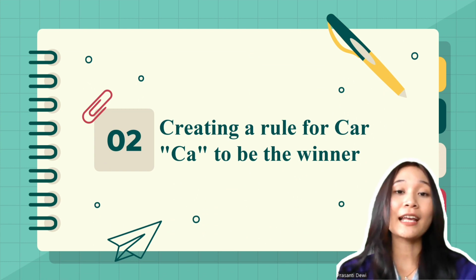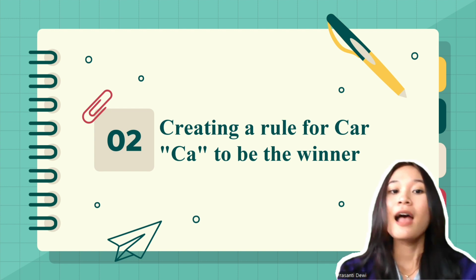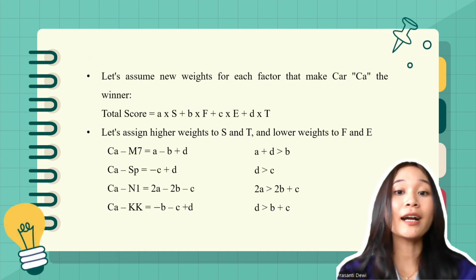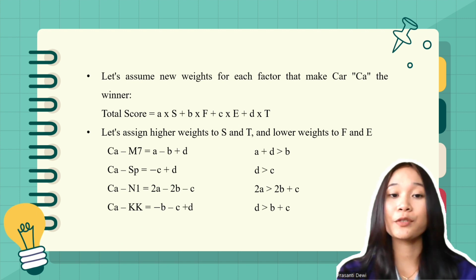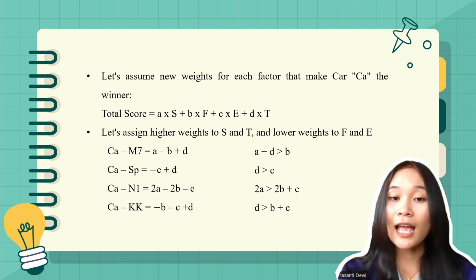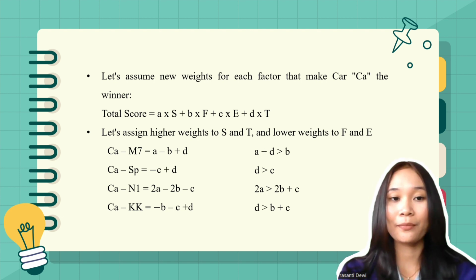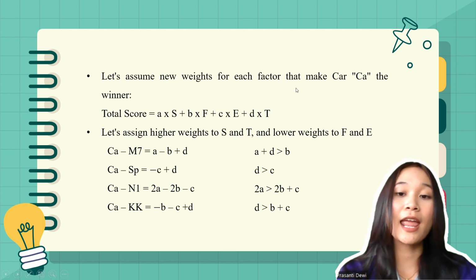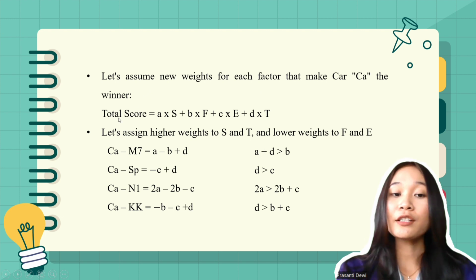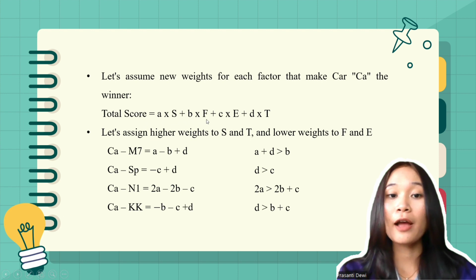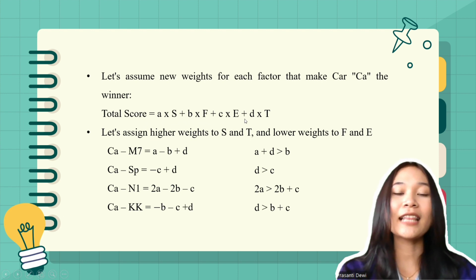Okay, we move to the next question, about creating a rule for car CA to be the winner. Now let's create a new rule where car CA will be the winner. We want to assign weightings to each factor S, F, E, and T so that car CA gets the highest total score among all cars. Let's assume new weights for each factor, so the total score equals A times S plus B times F plus C times E plus D times T.